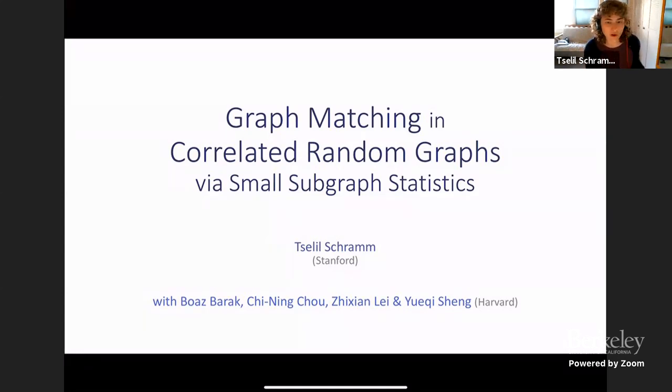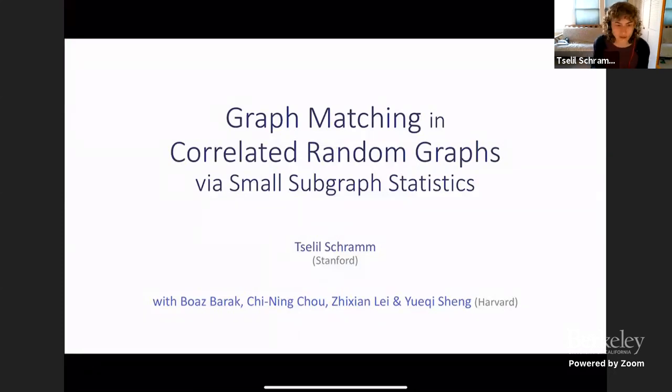So I'll be telling you about graph matching in correlated random graphs with small subgraph statistics. This is based on some joint work with Boaz Barak, Qining Xiao, Jishen Lei, and Yuki Shang. And I apologize to all of my co-authors for butchering their names.